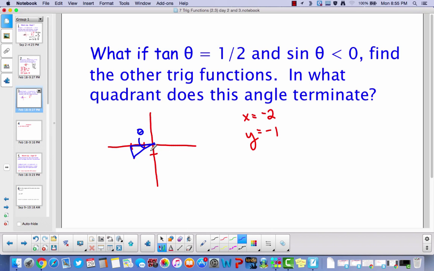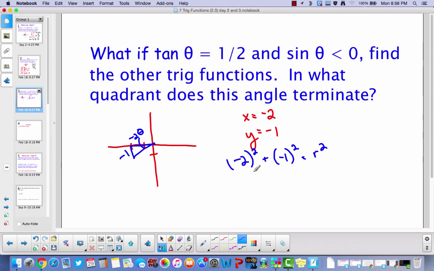Now, how do we find this radius? Talk to your side partner about this. This is a -2 here for my x, a -1 here for my y. How do you find radius? Talk to your side partner, please. Right. In order to find your radius, you have to use the Pythagorean theorem.